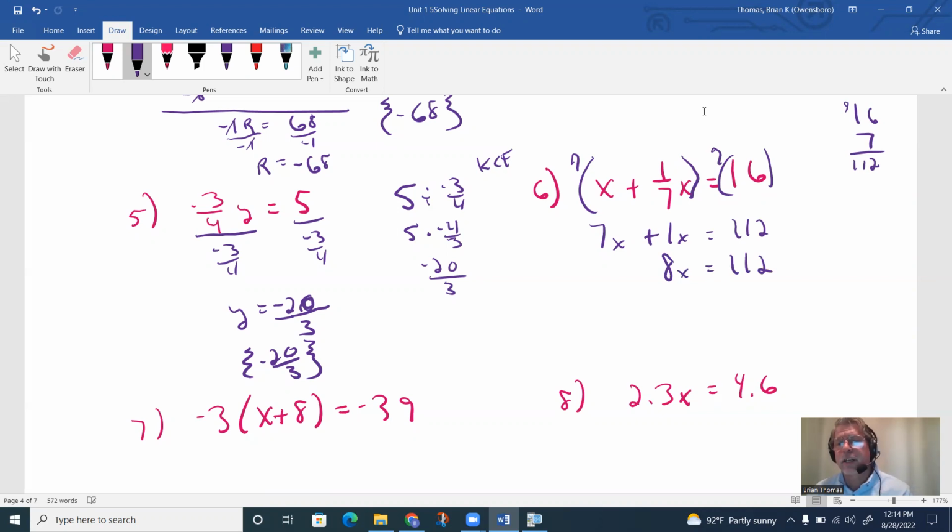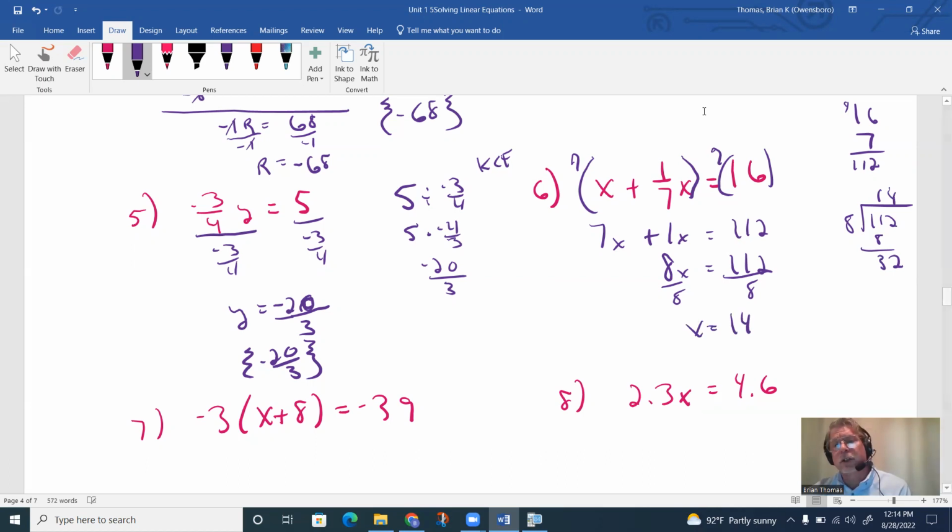So again, I have to divide each side by an 8. So I have to divide 112 by an 8. So 8 would go on 11 one time. That'd be 32. 8 go on 32 4 times. So that'd be 14. So x equals 14.